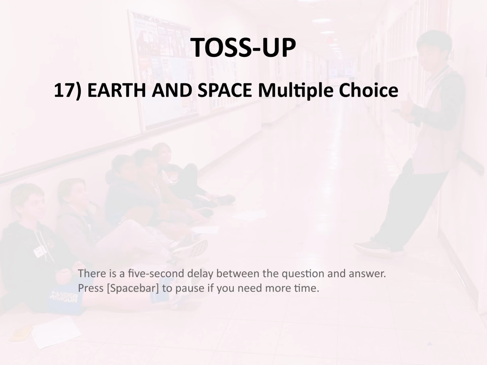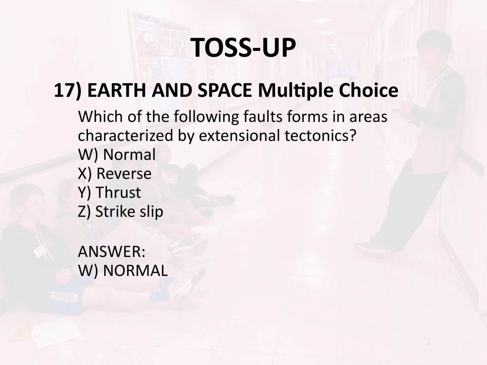Toss-up 17. Earth and space multiple choice. Which of the following faults forms in areas characterized by extensional tectonics? W, normal. X, reverse. Y, thrust. Z, strike slip. Answer: W, normal.